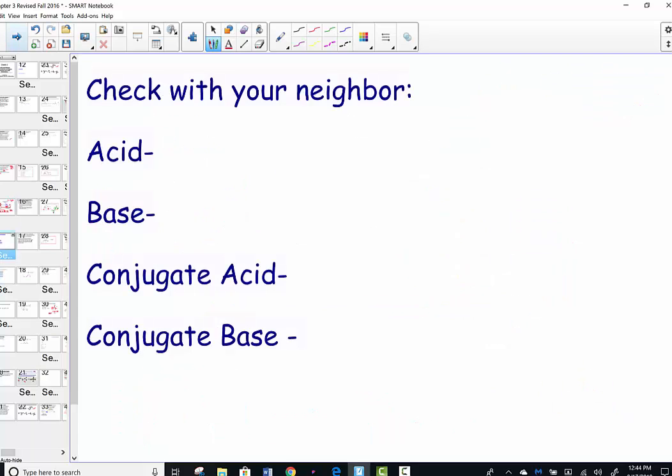So just check in with the following vocabulary terms. Can you define the term acid, base, conjugate acid, and conjugate base using the Bronsted Lowry acid-base theory? Vocabulary check. We know that an acid has the ability to donate a proton.